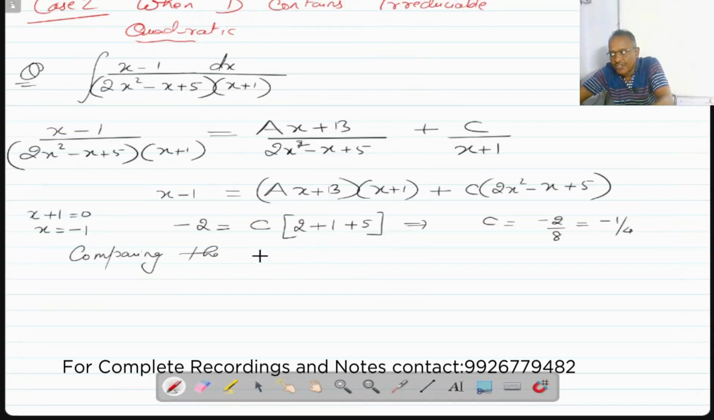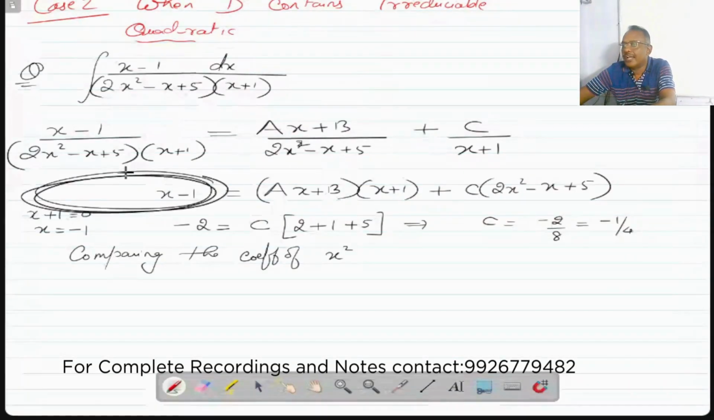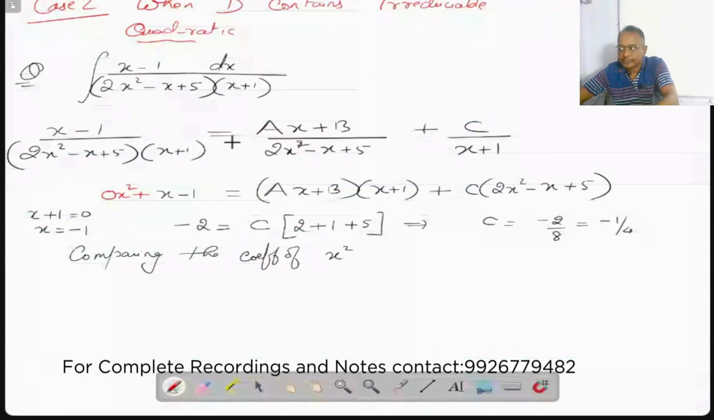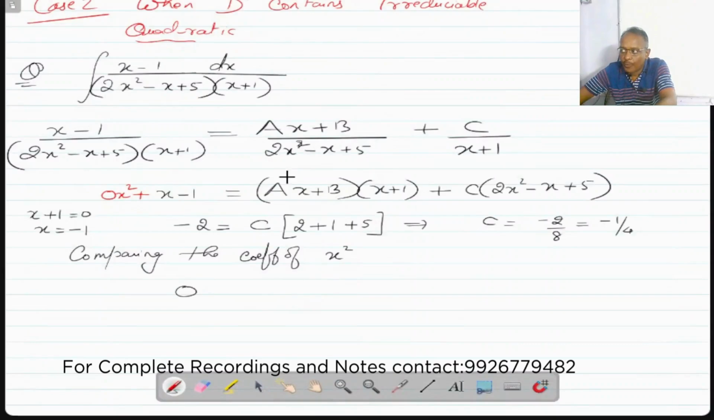So I'll say, write down here, comparing the coefficient of x square. बेटा, what is the coefficient of x square on the left side? तुम बोलोगे सर x square है ही नहीं. मैं बोलूंगा बिल्कुल x square है. 0 x square है. If I open this, यहाँ पे एक x square मिलेगा. What is the coefficient? A. यहाँ पे एक x square मिलेगा. What is the coefficient? 2c. So A is equal to minus 2c.